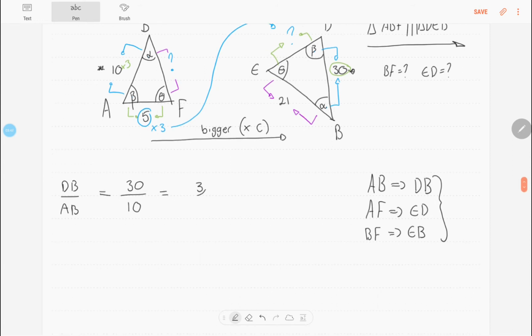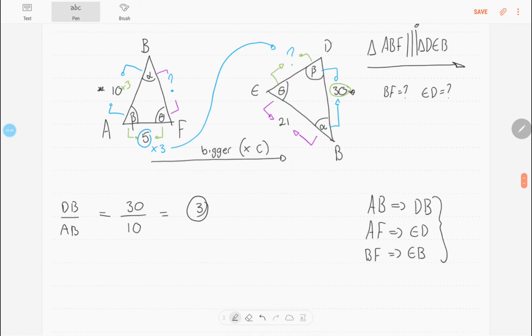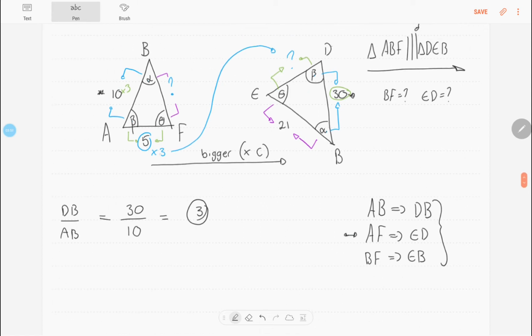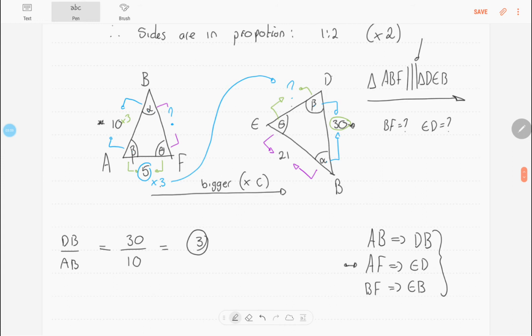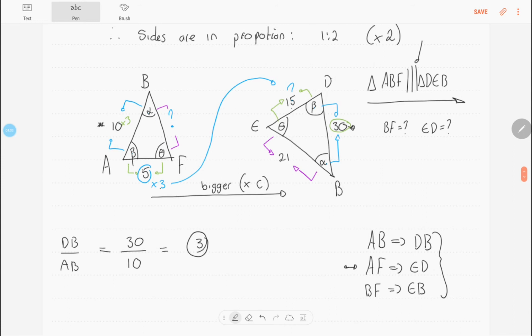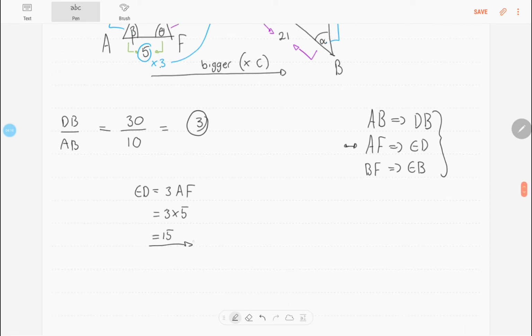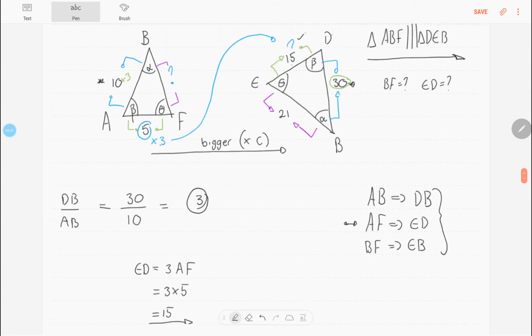Now we've figured out how much we're timesing by. Like I said, we're timesing by 3. So if AF is in proportion to ED, we have to times 5 by 3 to get to ED. In other words, ED is 15. So ED is equal to 3 times AF, and AF is 5, so we get 15.